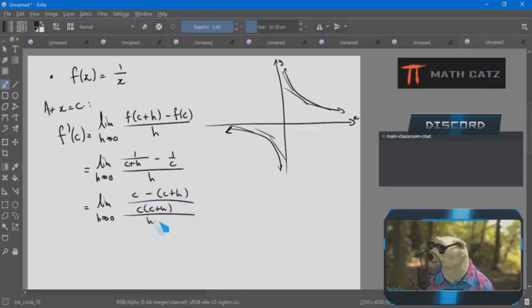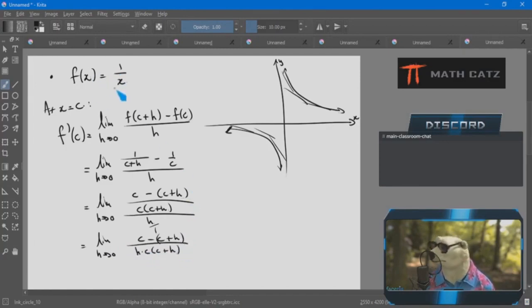And of course, these are all prerequisites. You should be super comfortable with simplifying algebraic expressions. Then this is h over 1. When I divide by a fraction, I multiply by the reciprocal. I'll leave this to be one simplification at a time. So it's h times c plus h.